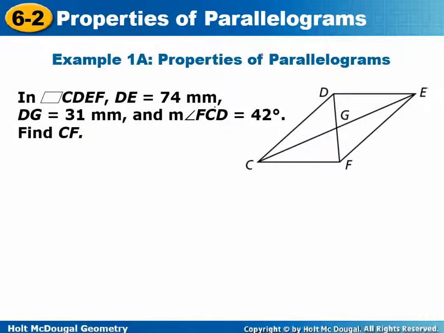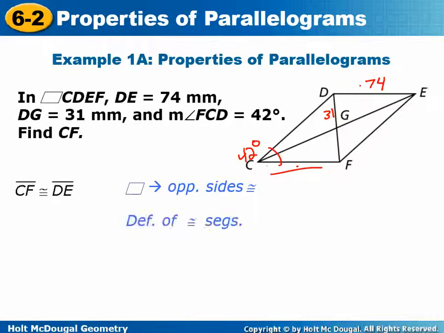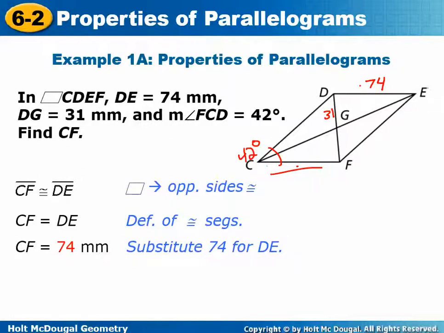All right, so we are given that CDEF is a parallelogram, that DE is 74 millimeters, DG, this little piece here, is 31 millimeters, and the measure of angle FCD, right from here to here, is 42 degrees. And first they want us to just find CF, this side right here. Well, opposite sides are congruent if you have a parallelogram. So that means that DE is equal to CF. So CF is going to be 74 millimeters as well.